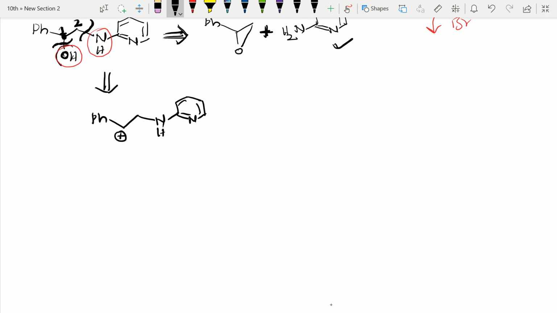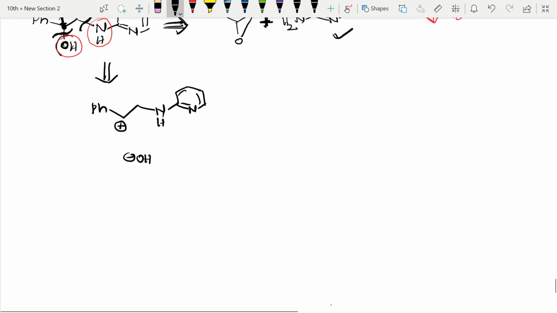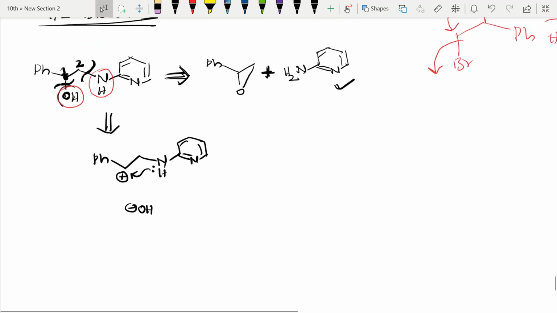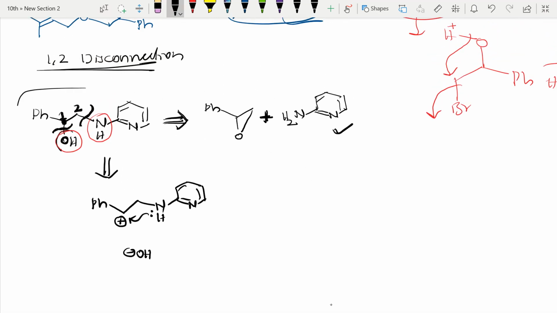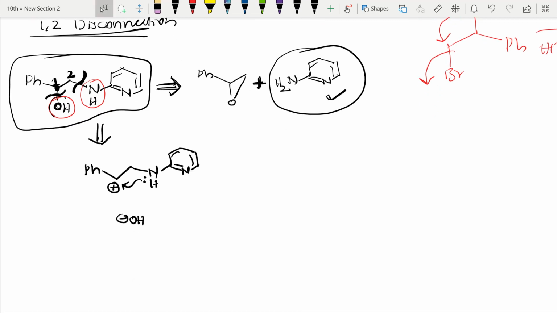See here, I should get a positive charge here and OH negative charge here. So we may not get a good reagent here, because this positive charge can be stabilized by the lone pair, like neighboring group participation, and such things may happen. So we may get a different product also. In such compounds we always try to disconnect where nitrogen is attached, because those reagents are easily available, and it can react by an SN2 reaction.